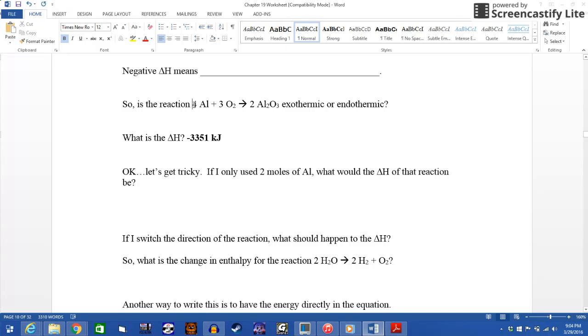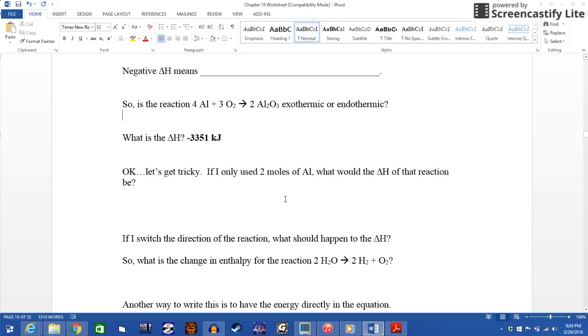Look at how many moles of aluminum, wink, wink, hint, hint. How many moles of aluminum are used in the equation in the table? Now, what if I used only 2 moles of aluminum? What would the delta H of that reaction be? I need you to write that down for homework.